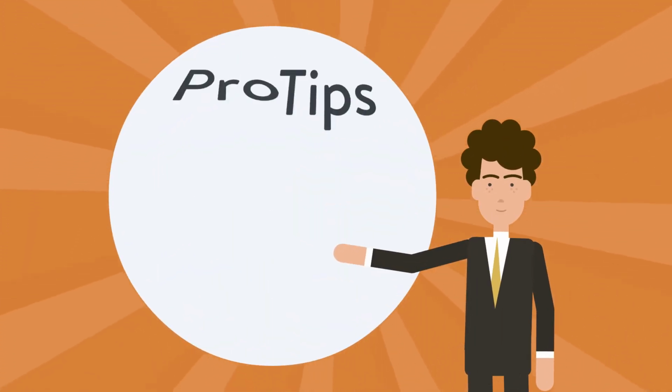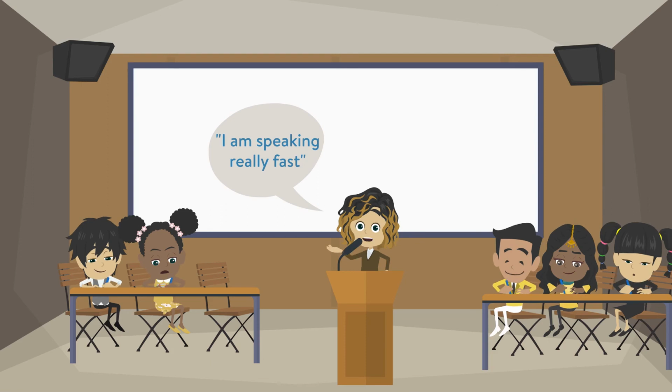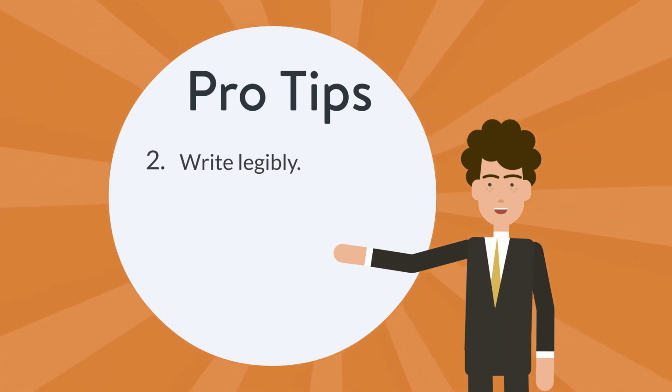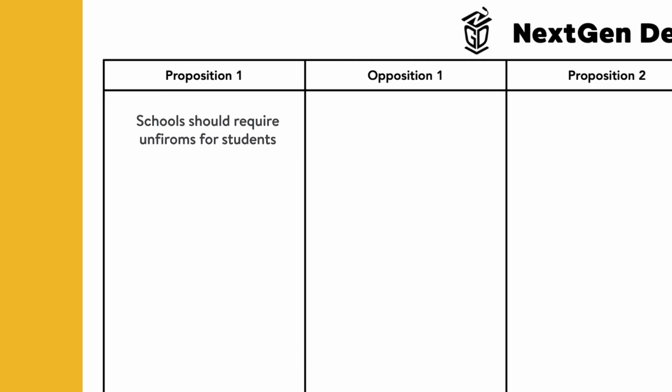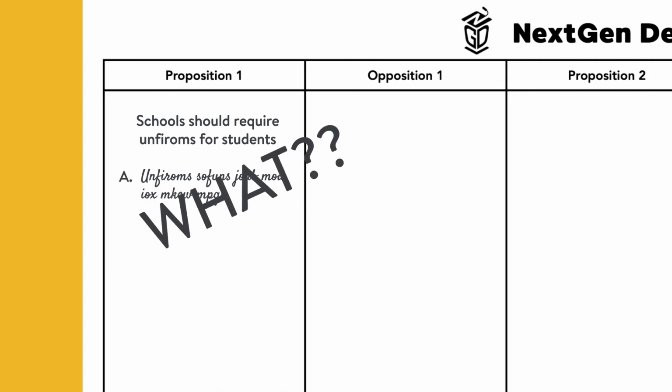Before you go, I have some pro tips to share. The first one is to abbreviate whenever possible. Some debates proceed faster than others, which can make writing every word difficult. Develop abbreviations to write faster. Secondly, you should try to write as legibly as possible. This allows debaters to share notes with each other during a debate, and you'll thank yourself later when trying to read it on your own.